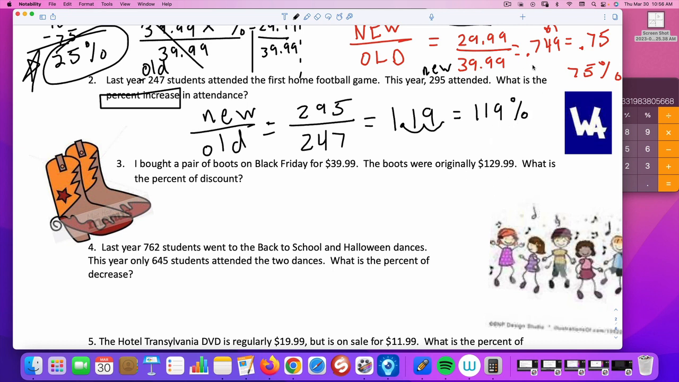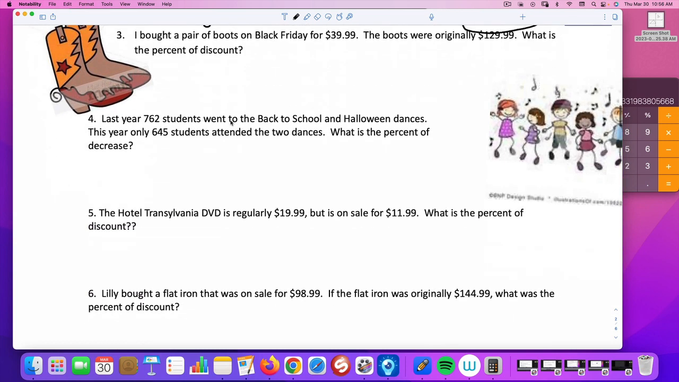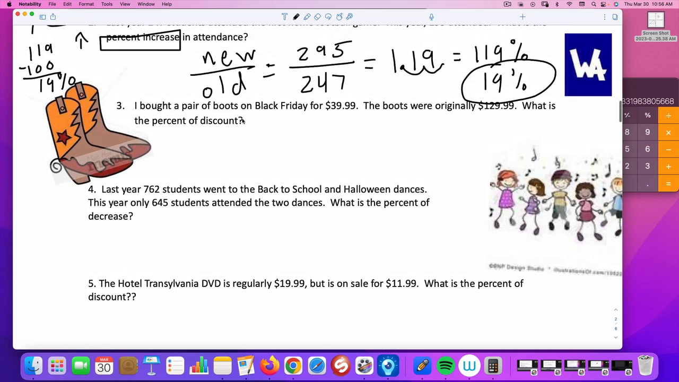If you want to know the markup of number 2, we're going to take 119 and subtract it from 100. The percentage of increase wasn't 119%, it was 19. 19% is your answer. Let's do one more, then I'll have you try one on your own.